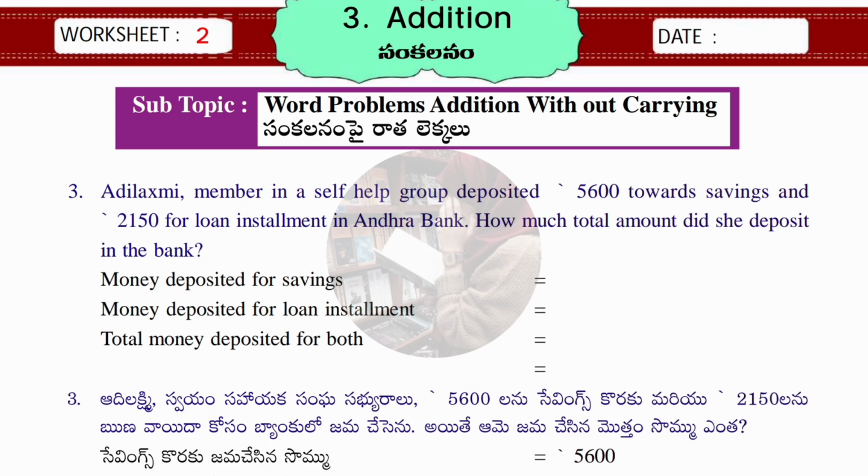Understood, guys? Okay, now we'll move to the next worksheet, that is, the same worksheet, worksheet 2 itself, third question. Here also the question is the same, but the sub questions are different. Money deposited for savings is 5,600. We all know. Money deposited for loan installment is 2,150. Total money deposited for both, you have to do the addition 5,600 plus 2,150, which is equal to 7,750. Okay. Understood? I hope you all are getting this.